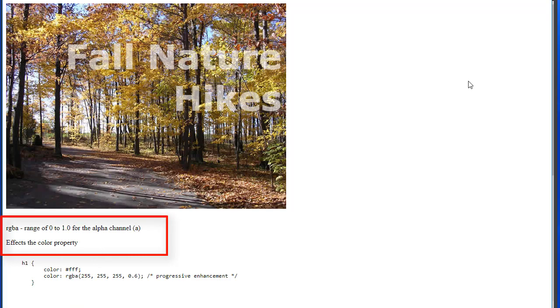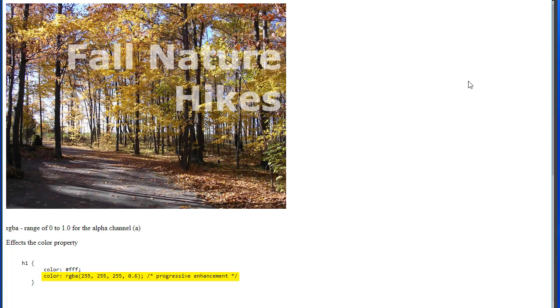rgba is a color value. If you're familiar with Photoshop, you're familiar with an alpha channel. That is a degree of transparency. We have already learned about RGB values. We can add another channel, which is a decimal value ranging between 0 up to 1.0. And that will give us that same degree of transparency or opacity that we have just seen in the previous example. The difference being RGBA is a color value.